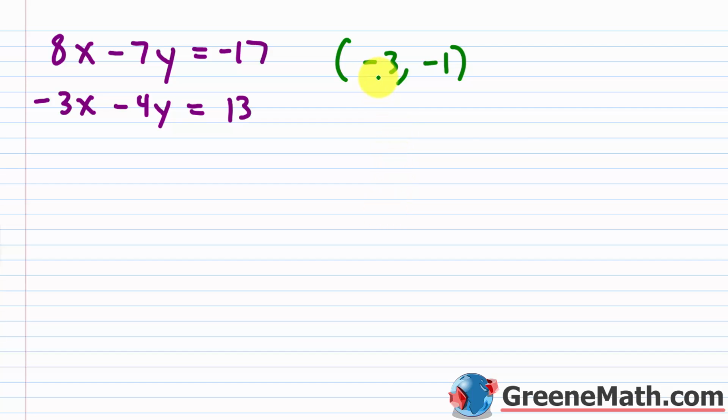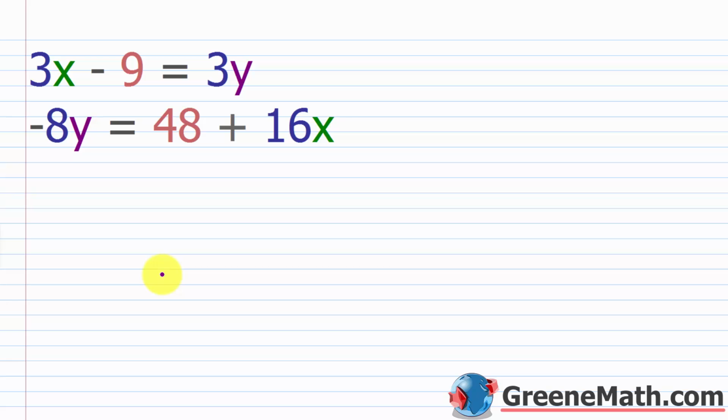All right, let's check this real quick. If I plug in a -3 for x, I get 8 times -3, which is -24. And then -7 times -1 would be +7. Does this equal -17? Yes, it does. And then for this one, you get -3 times -3, which is 9. -4 times -1 would be 4. So +4 equals 13. That works as well. All right, let's take a look at another example.